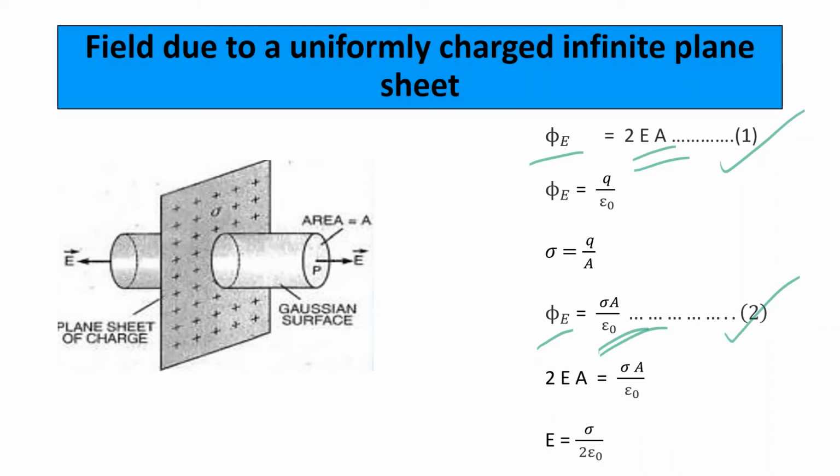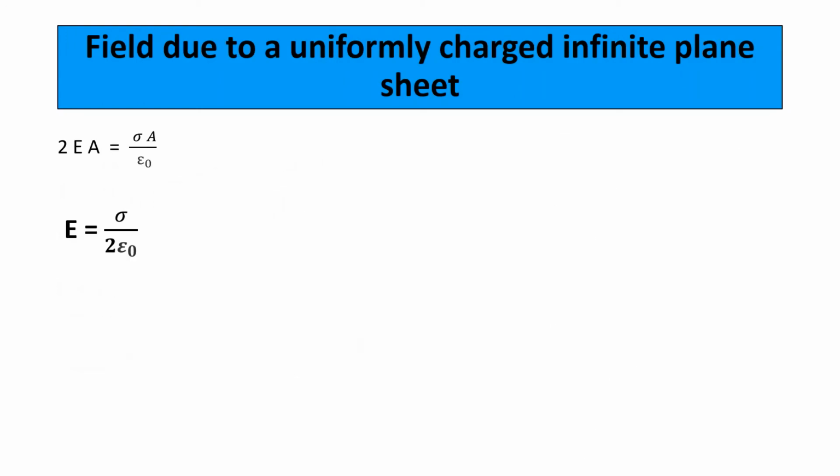You need to find out electric field from this expression. E is equal to sigma by 2 epsilon naught. A and A get cancelled. This is the expression for the electric field for an infinite plane sheet which is uniformly charged. E is equal to sigma by 2 epsilon naught. This is the electric field for a uniformly charged infinite plane sheet.